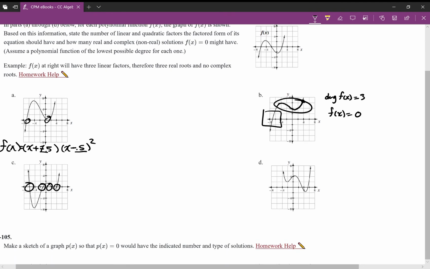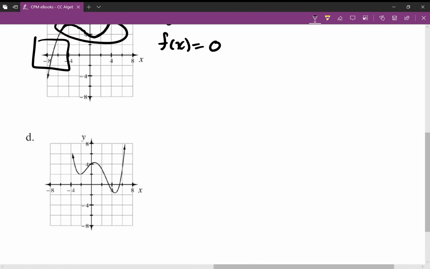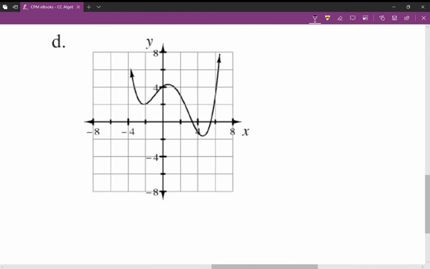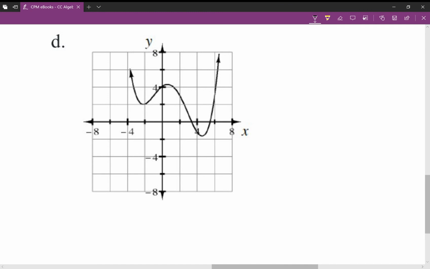What I really want you guys to recognize is that the complex solutions are given by something that looks like that, right? Where it doesn't cross the x-axis, even though it should. Intuitively, that's what the complex solutions mean.